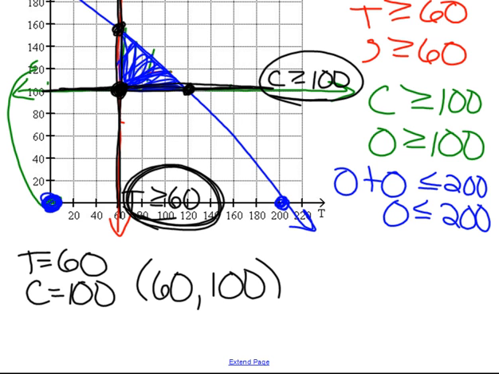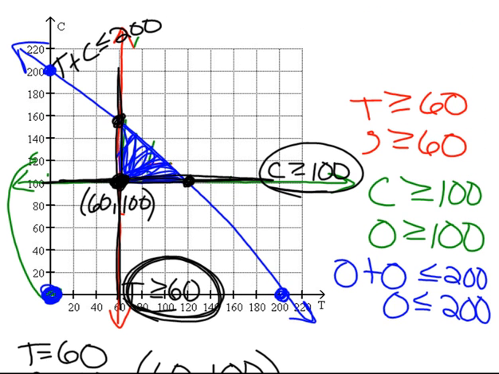So that point was kind of easy. Didn't have to spend a lot of time with that point. So that's one of them. That's the point (60, 100). Okay, so now we have to find this point. And that's c equals 100 and t plus c is equal to 200.